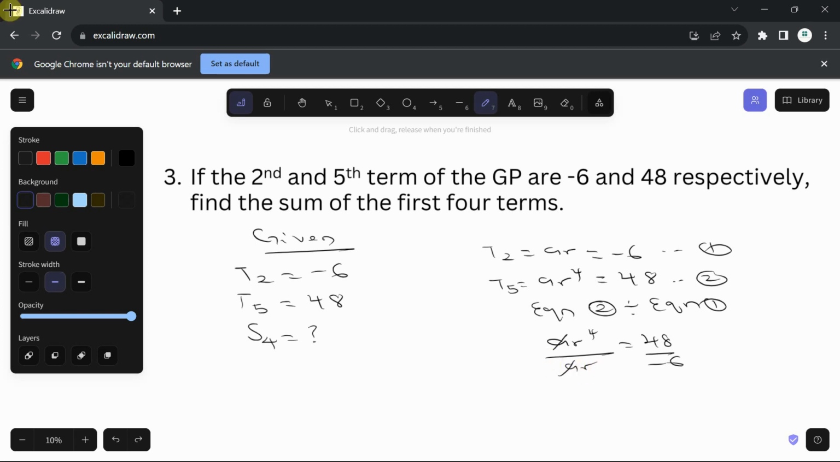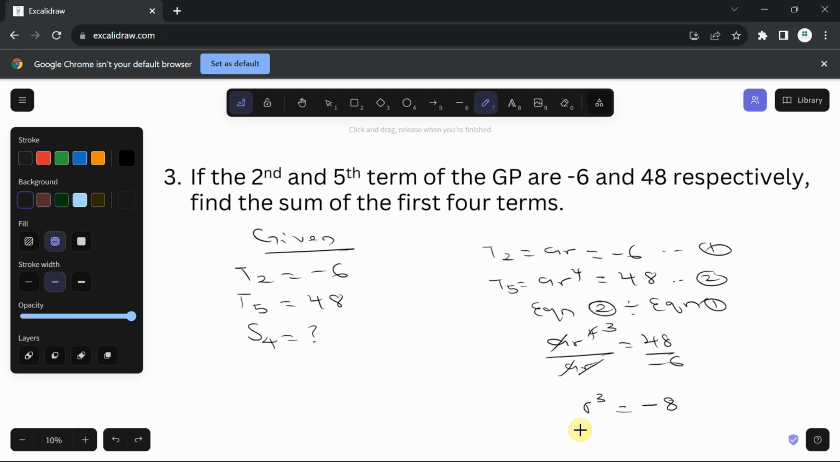So A will cancel A. If you have R times R times R times R, the R here will cancel one of these R's, so that will be R cubed. So what I will have here is R cubed is equal to 48 divided by -6. That will give you -8.